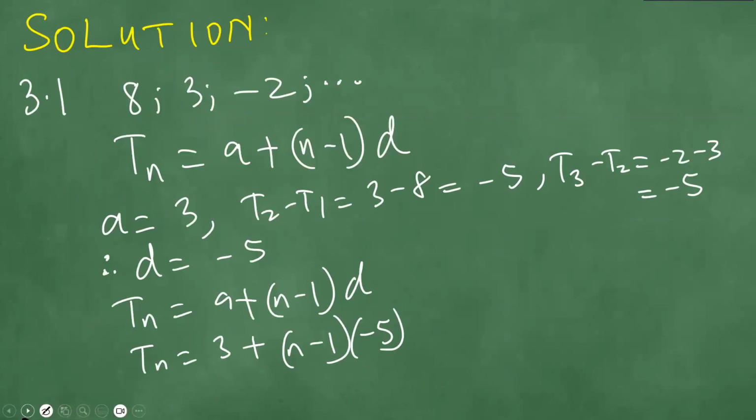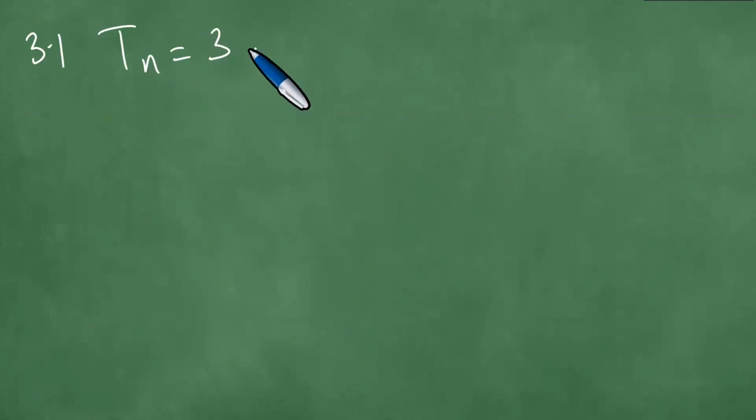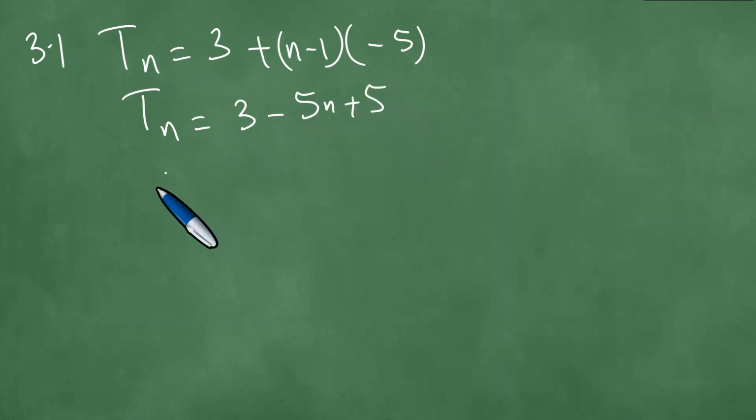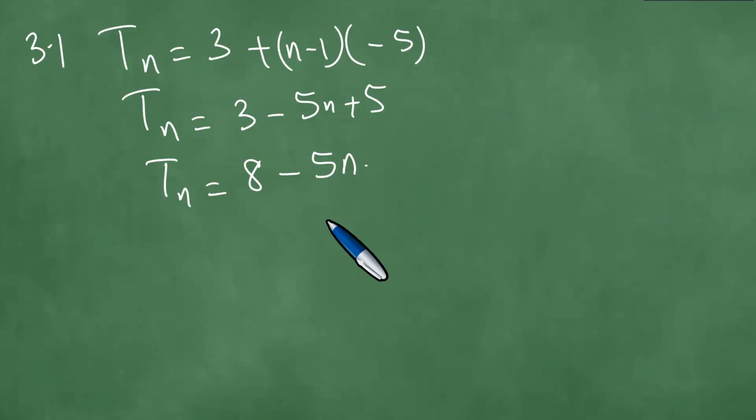So it is 8 plus n minus 1 into minus 5, which gives minus 5n plus 5. So what is 3 plus 5? That's 8.